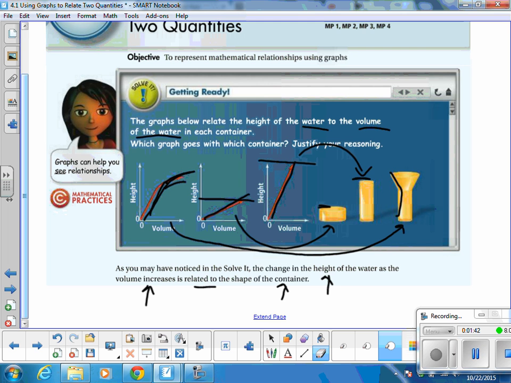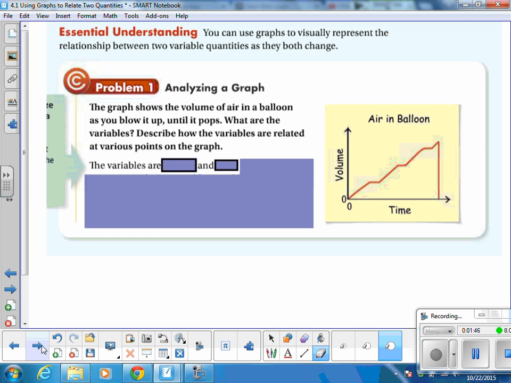So graphs can tell us a lot about the relationship that's happening before us. So we've got to pay attention to that. Our essential understanding is you can use graphs to visually represent the relationship between two variables and the quantities as they both change. So consider the two variables as we look at these things.